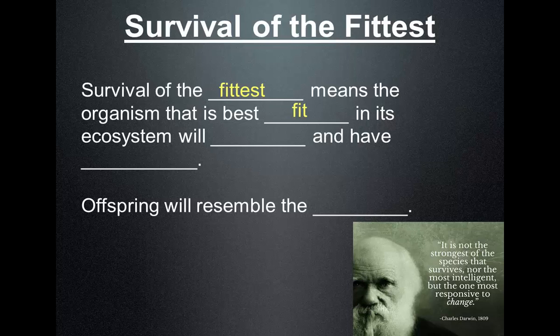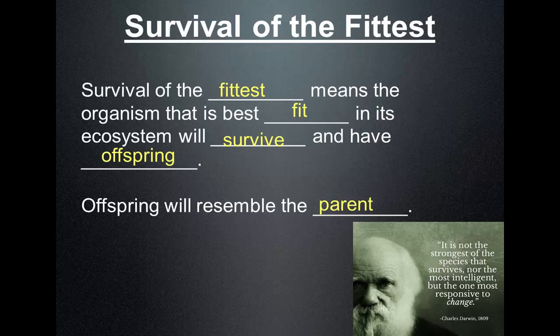will do what? The ones that are best adapted, that are best fit, will survive and have what? Offspring. Yes, and have offspring, have young. That's what survival of the fittest means. And those offspring probably resemble the parents.